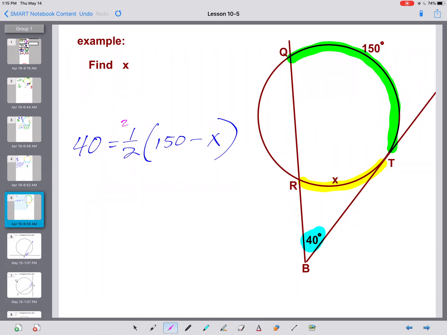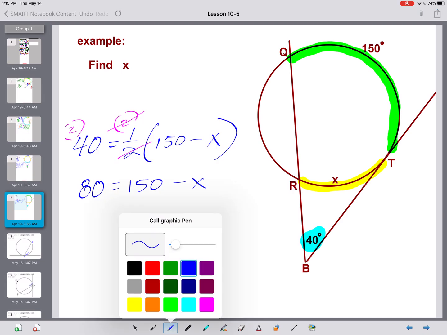I think multiply by 2 here. Those get rid of that. That means you got to multiply here. Okay, let's see what we got. We got 80 equals 150 minus x. Okay, now watch your negatives.